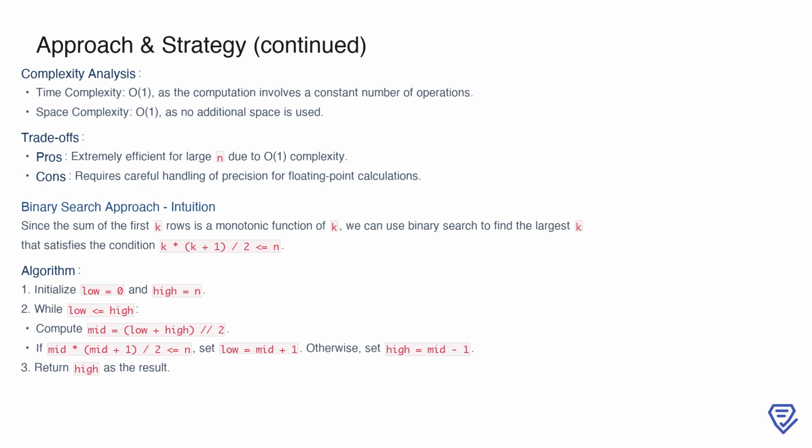The algorithm works by initializing low to 0 and high to n, then repeatedly narrowing the search space based on the midpoint value. If the sum for mid rows is less than or equal to n, we move the lower bound up, otherwise, we move the upper bound down. At the end of the search, the upper bound represents the largest valid k.